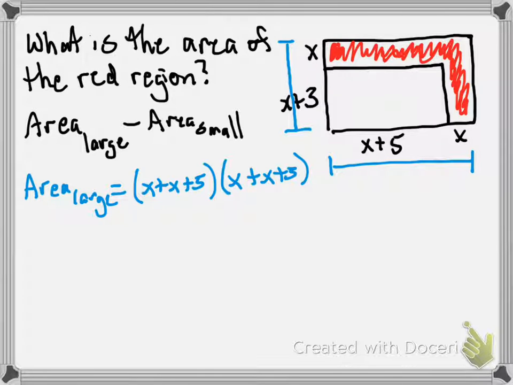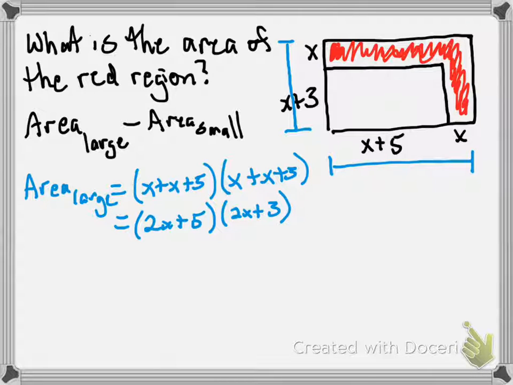Now that might look a little weird, it might look a little confusing, but you have this segment x plus 5 and you have this segment x. That's how we get the length. And then for the height, we have x plus 3 as this segment, and then the other segment is just x. And so when we combine these, we have 2x plus 5 as the expression for the length of the bottom one, and then 2x plus 3 as the expression for the width or the height.